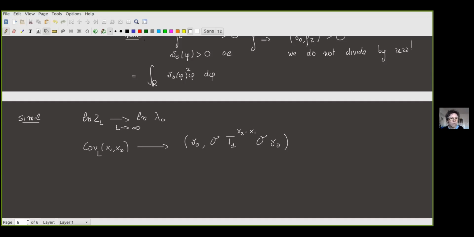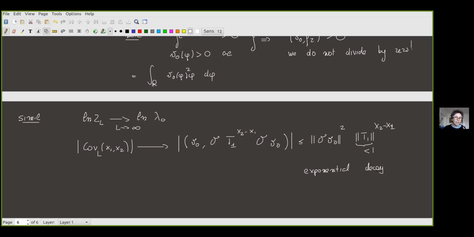And now if I put absolute values, this is bounded by the norm of the observable times V0 square times the norm of T1 to the power x2 minus x1. And now, since this number is strictly smaller than 1, we get immediately that the covariance decays exponentially with the distance between the 2 points.